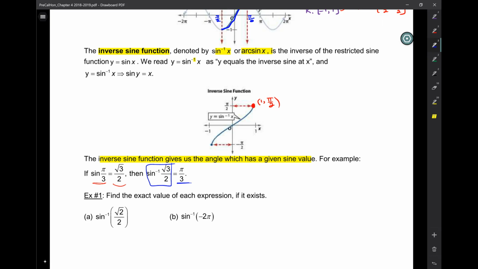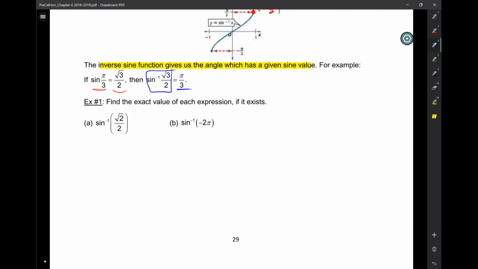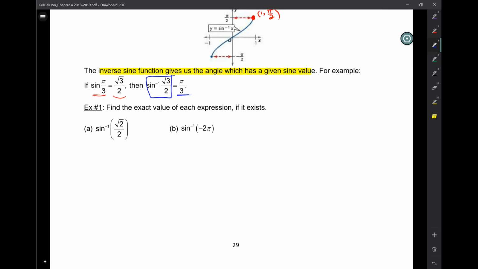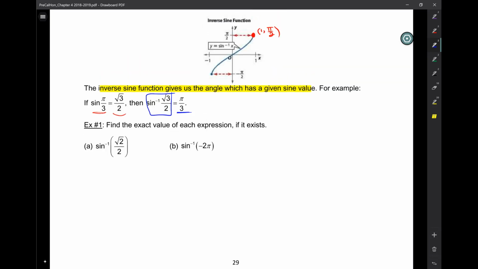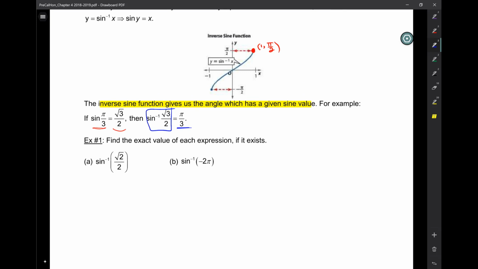All right, let's do a couple of examples, and then I'll take your question. Is that okay? So here we're talking about inverse sine at root 2 over 2. Let's think about this for a minute. Back to this example, we have inverse sine of root 3 over 2 is equal to pi over 3.